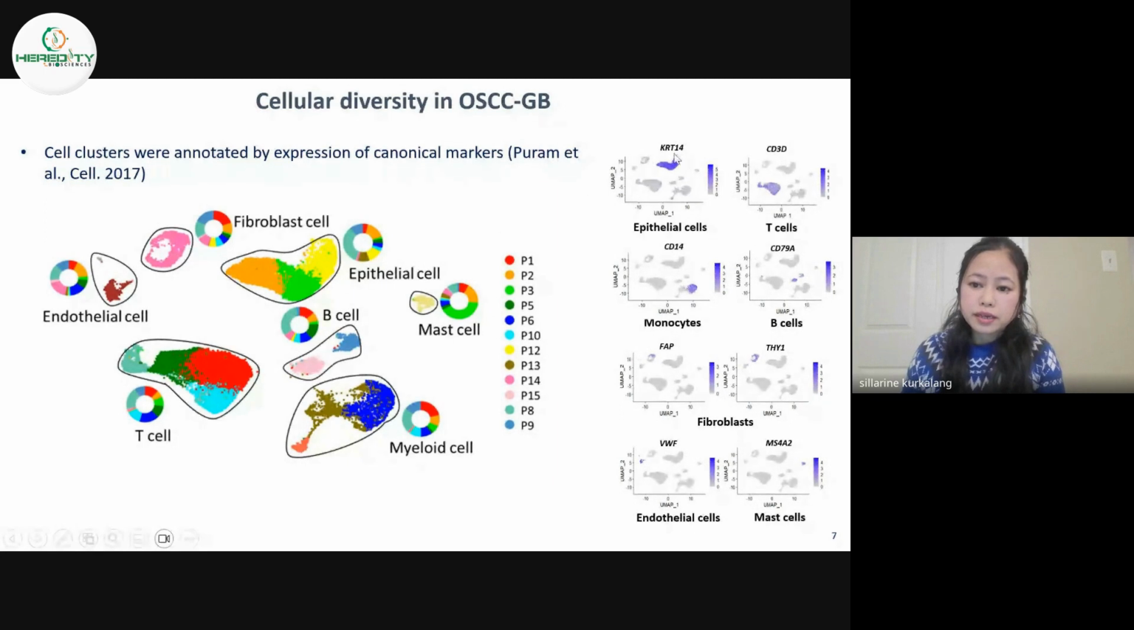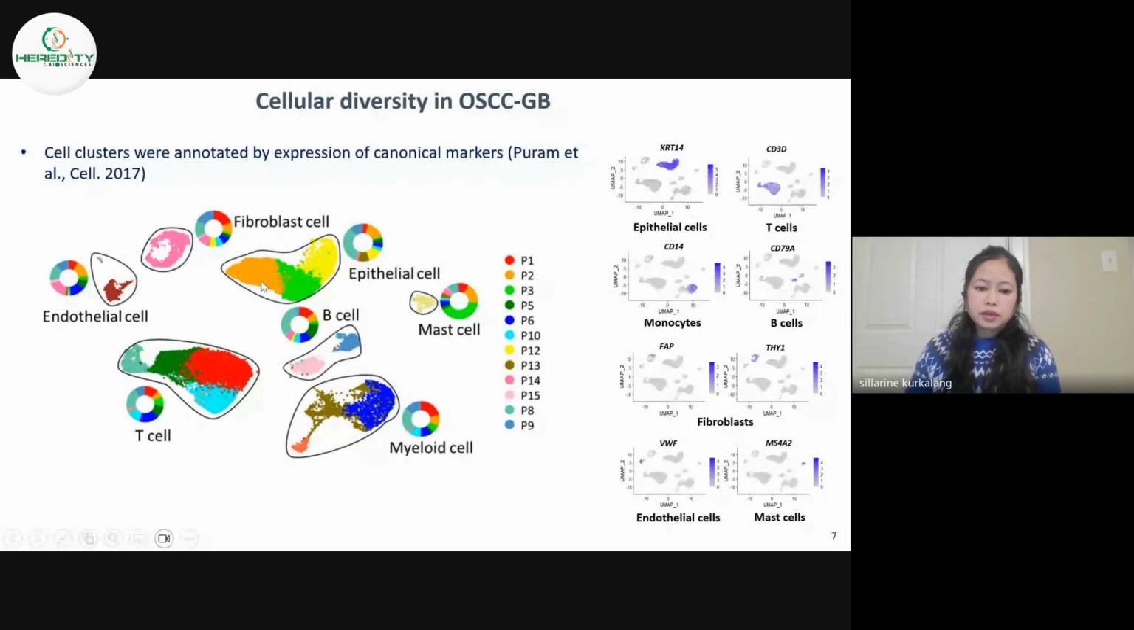As you can see, the expression of KRT14 is highly expressed only in these particular clusters. This indicates that these clusters can be classified as epithelial cells. Similarly, this particular cluster shows high expression of the T cell marker, which is CD3, so we classified this cluster as T cells. Similarly, we classified the B cell clusters, the myeloid cell clusters, mast cells, fibroblasts, and endothelial cells.